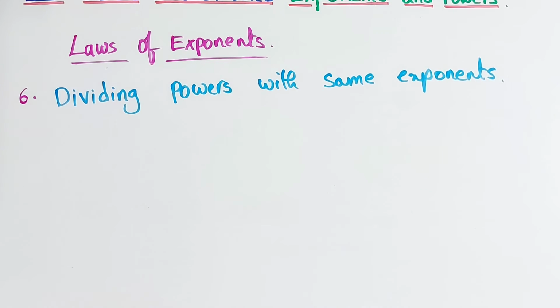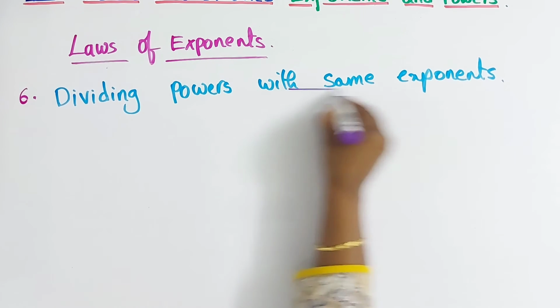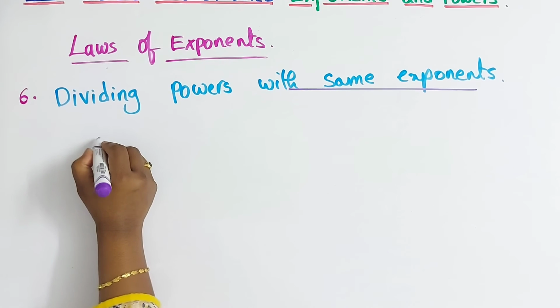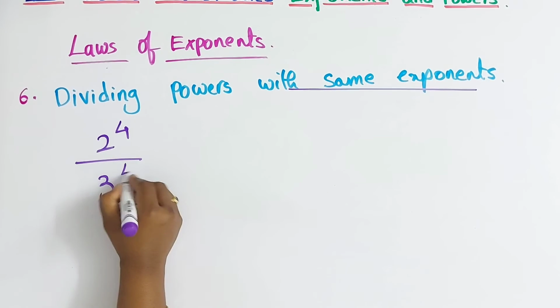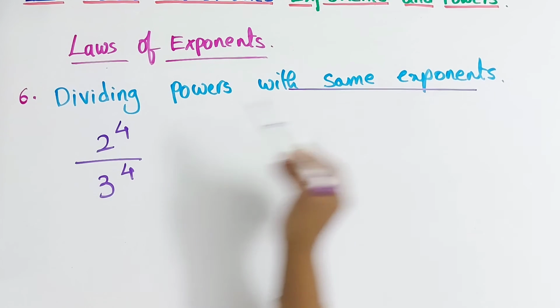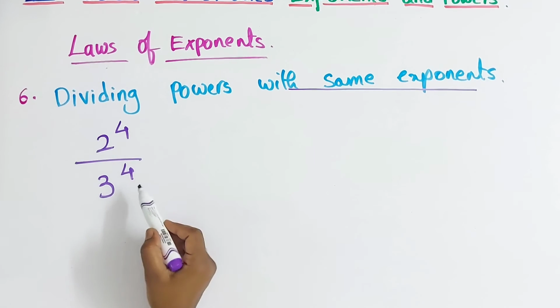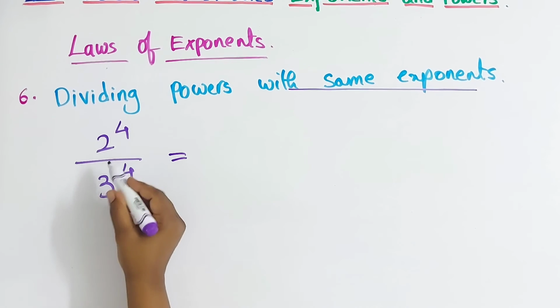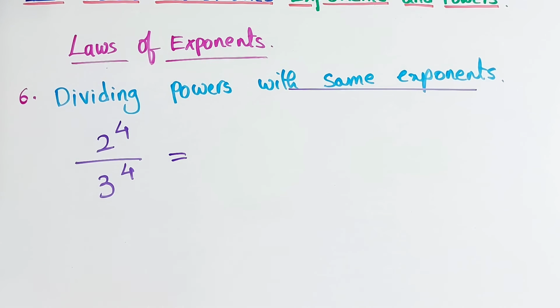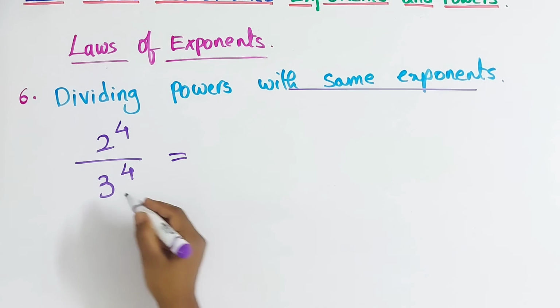Next one, children, dividing powers with the same exponent. Here we'll take the example 2 raised to the power of 4 divided by 3 raised to the power of 4. Same exponent. So here the exponent is 4 and here also the exponent is 4, and the base is different, children. 2 here and 3 here, right? Dividing powers with the same exponent, right?